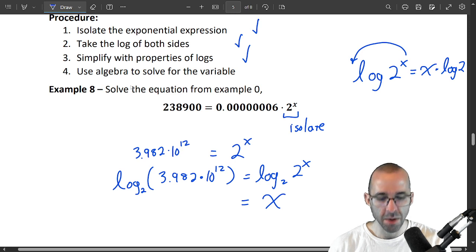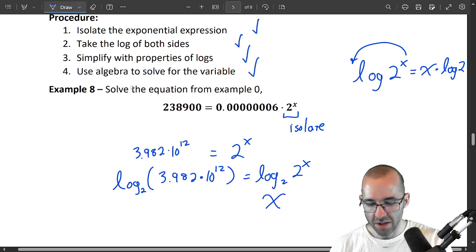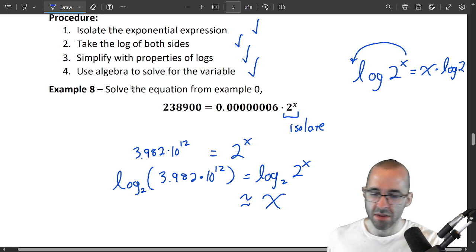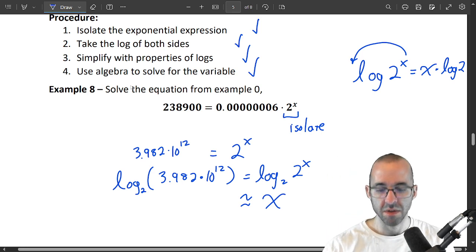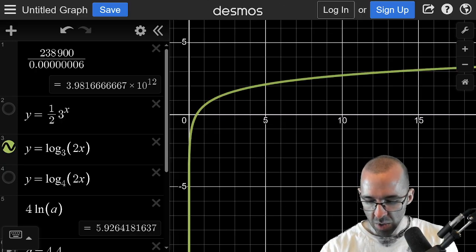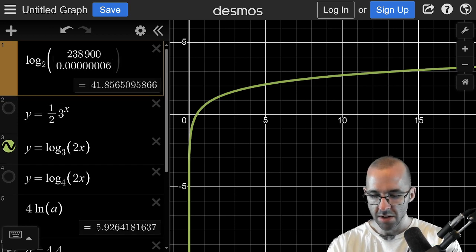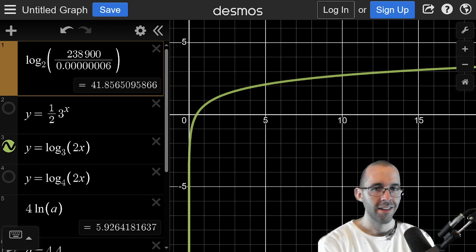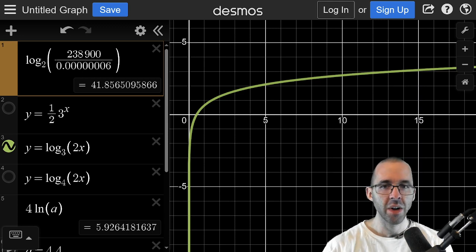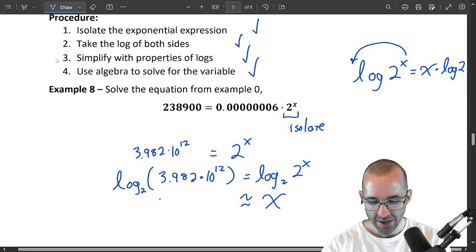So solve for the variable. Oh, we've already solved for the variable. We're good to go. We just need to approximate and say what is the common log, or what is log base 2 of that huge number? Let's use Desmos. What is the common log, or log base 2 of this big number? 41.8565.